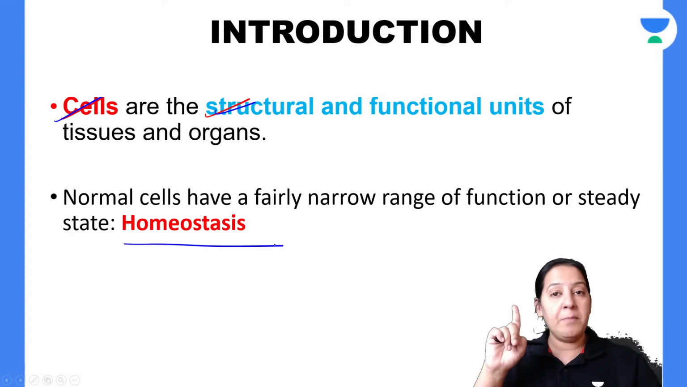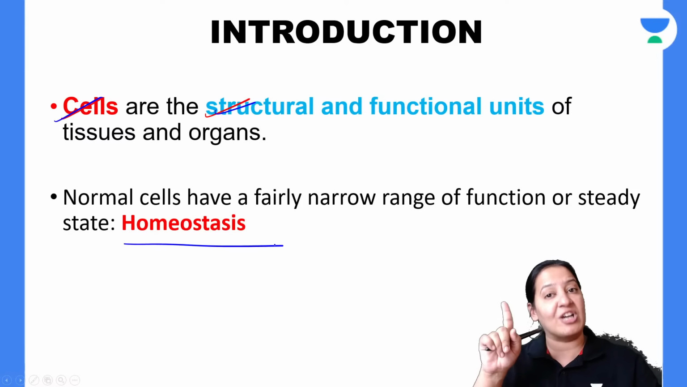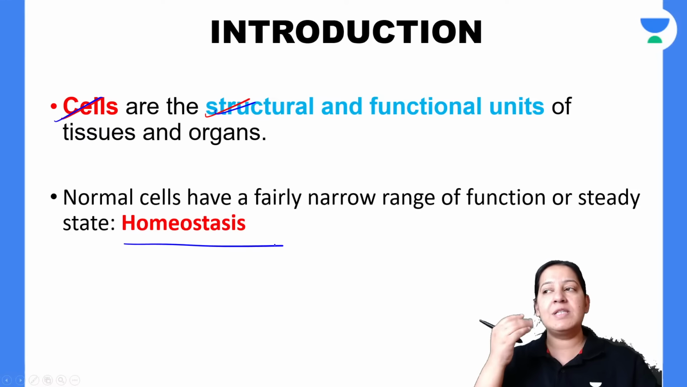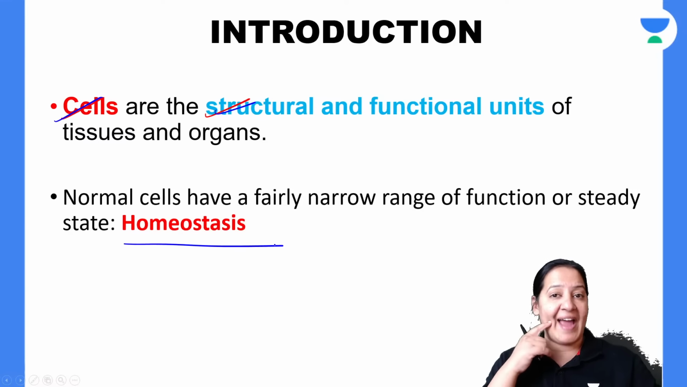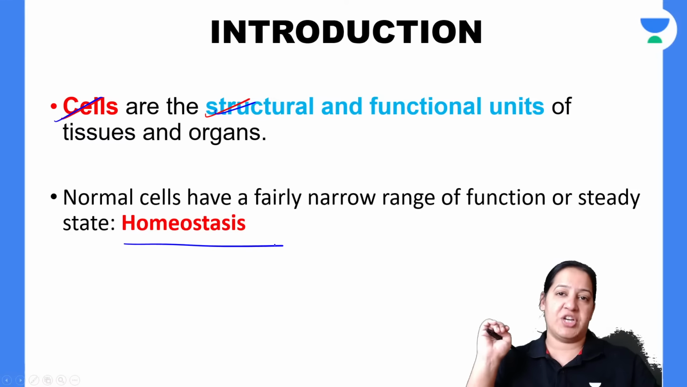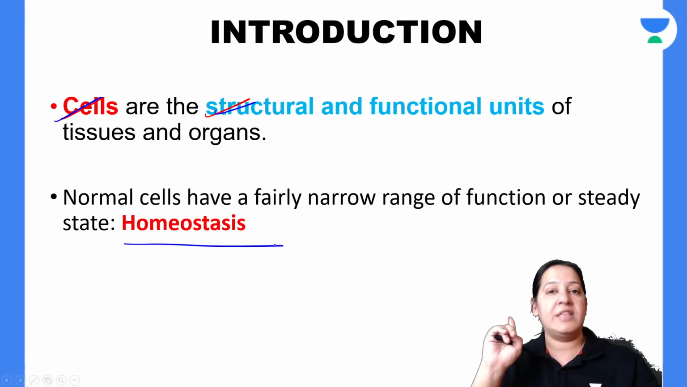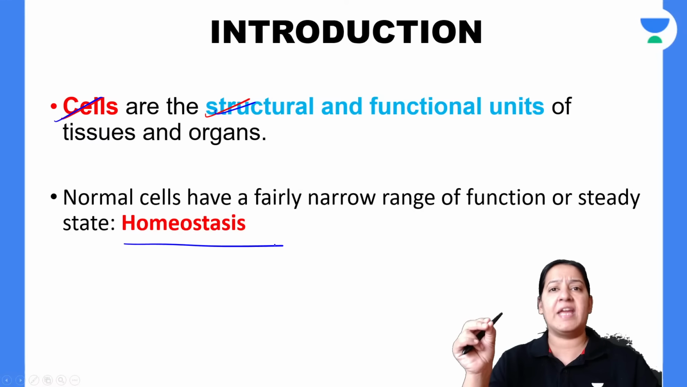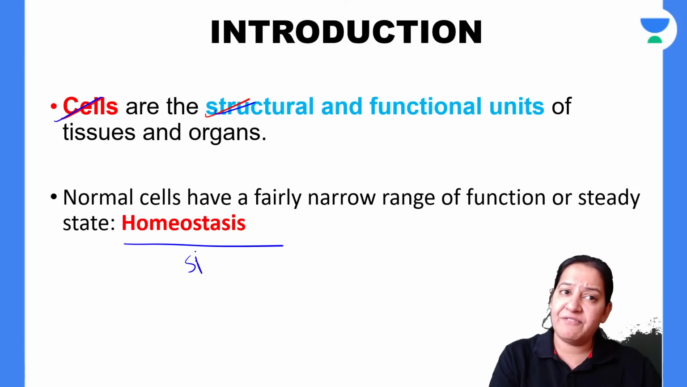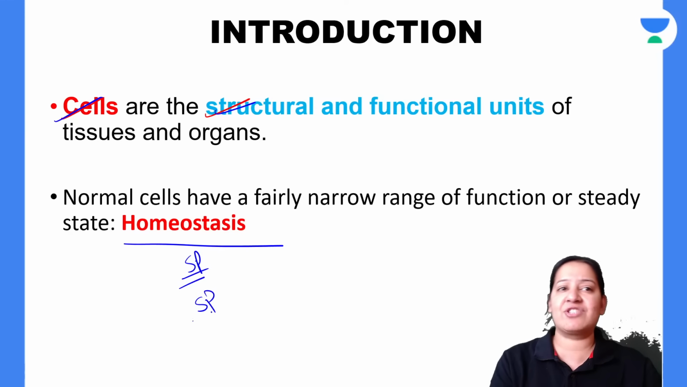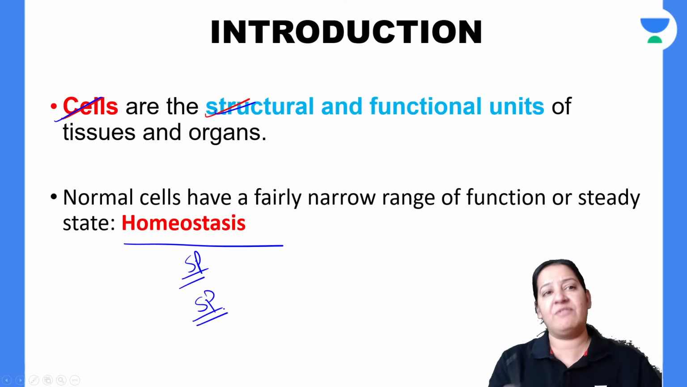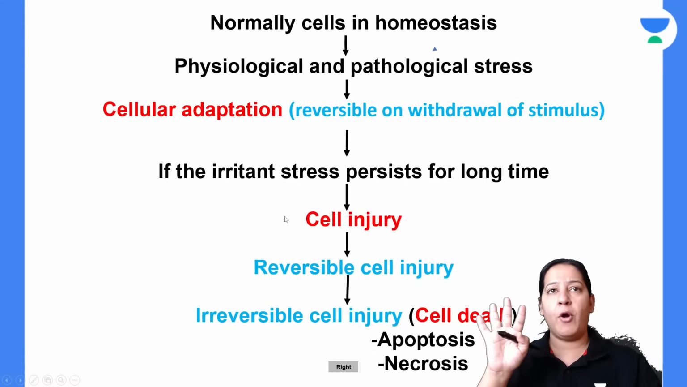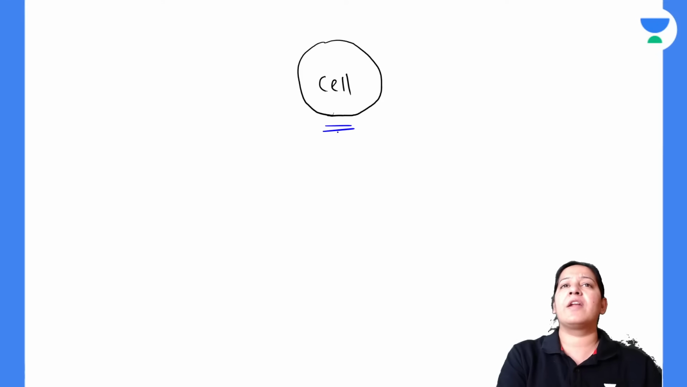Each cell of the human body has a particular specific structure to perform a specific function. Just suppose the cells of the salivary gland do the function of secretion. The cells of the intestine do the function of absorption. Likewise, all the cells in the human body have a specific assigned function because they have a specific structure. Specific structure with specific function is known as homeostasis. So normally all cells are in homeostasis.